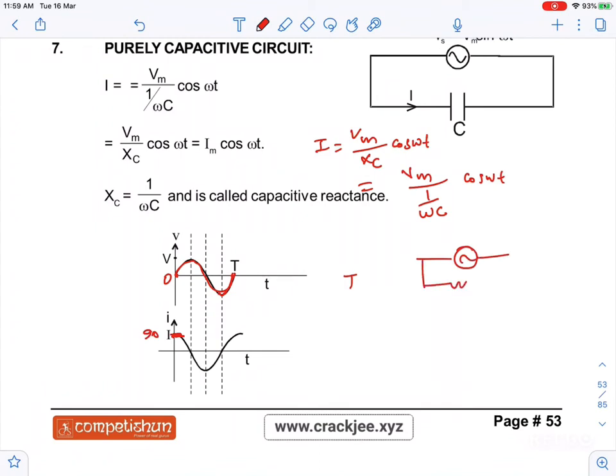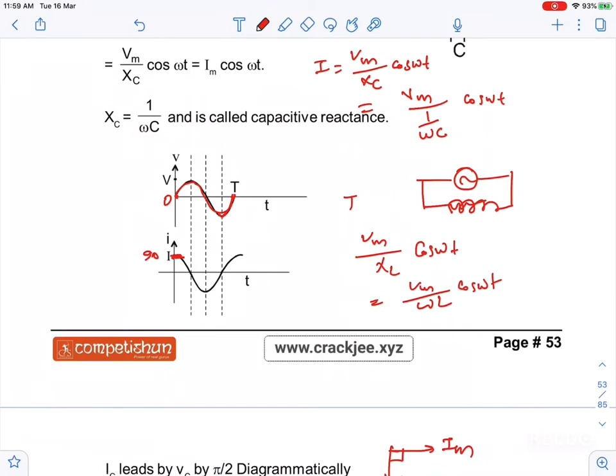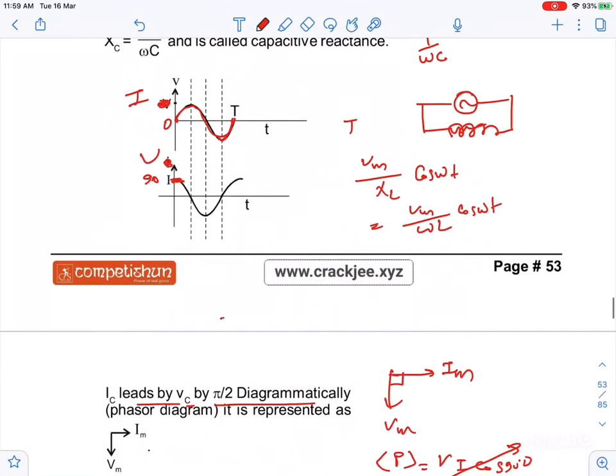Same case in an inductor. Suppose this is an inductive circuit. An inductor is like a coil. So I can write Vm upon XL cos of omega t, which is Vm upon omega L cos omega t. In an inductor, the voltage will lead. So guys, in an inductor, what is the difference? Voltage will lead by 90 degree. So in the diagram, if you take Im here, this is the voltage across the inductor.